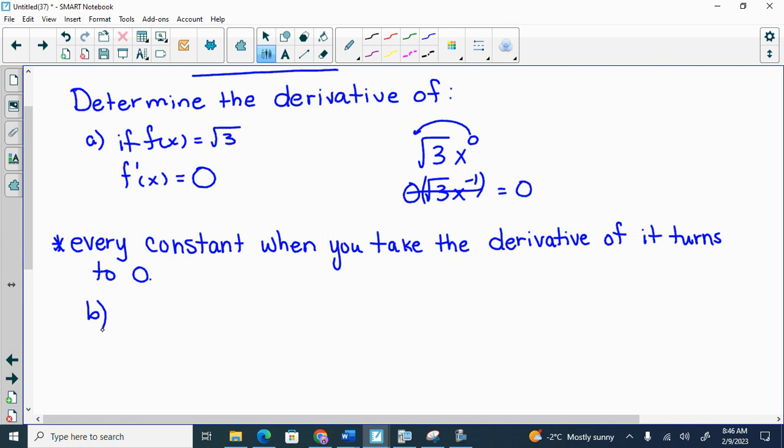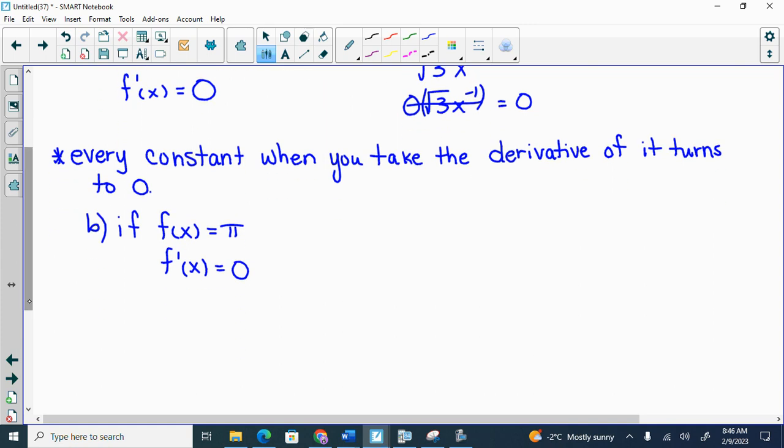So B, what if I give you f of x equals pi? It'd be 0, because pi is just a number, right? 3.14159 and so on. Okay, C, what if I give you y equals 5x to the 4?